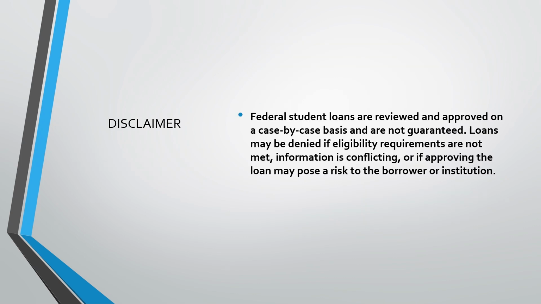Loans are reviewed and approved on a case-by-case basis and are not guaranteed. Loans may be denied if eligibility requirements are not met, information is conflicting, or if approving the loan may pose a risk to the borrower or institution.